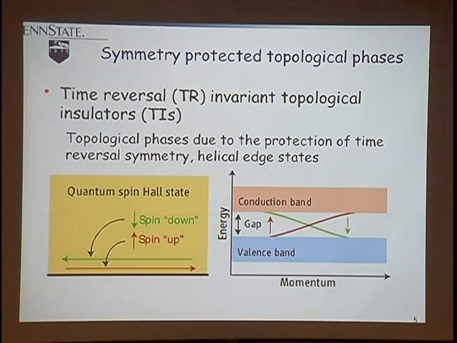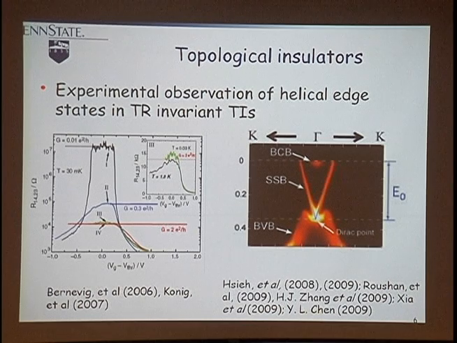And of course, the question is why this crossing will not become an anti-crossing and open a gap. We know that the reason is time-reversal symmetry, which forbids this gap opening. And so this quantum spin-Hall state, this time-reversal invariant topological insulator state, has been observed in experiment, basically this helical edge or surface state.